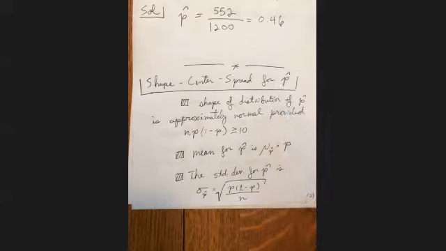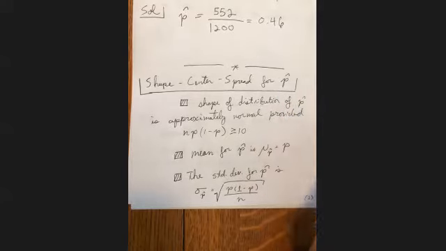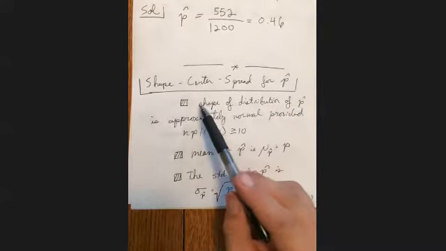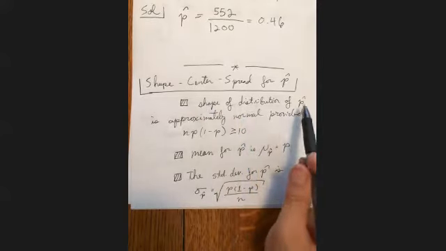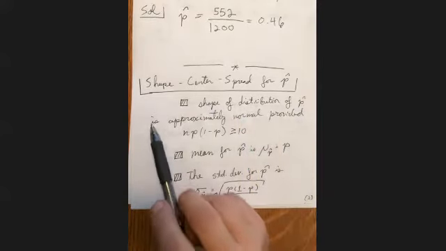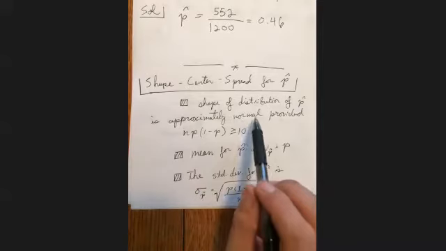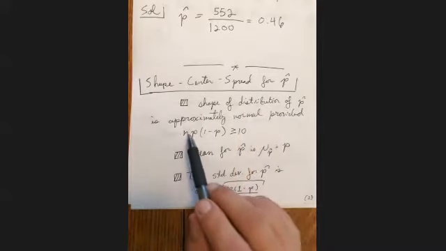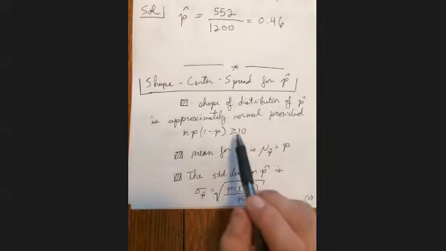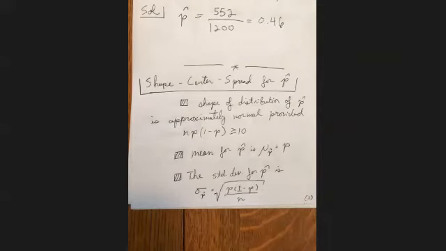Now we're looking at p hat. What is the shape, center, and spread? Okay, so shape for the distribution of our p hat estimator is approximately normal, provided that n times p times 1 minus p is greater than or equal to 10.